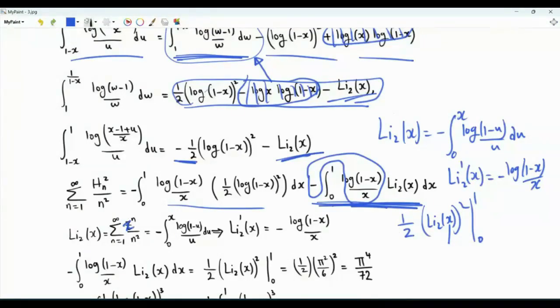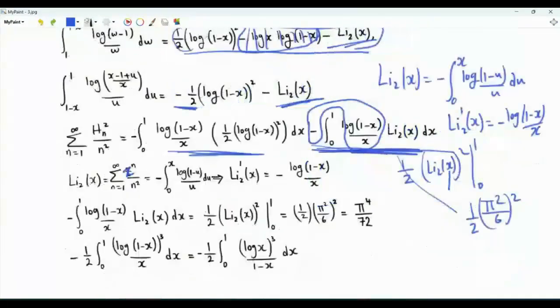At 1, if you put x equal to 1, then this is zeta of 2, the sum n from 1 to infinity of 1 over n squared, which is pi squared over 6. This integral here is zeta 2 squared, that's pi squared over 6 all squared, times 1/2. That's pi to the power 4 divided by 72. We are left with this integral. We have minus half the integral from 0 to 1 of log(1 minus x) cubed divided by x dx.